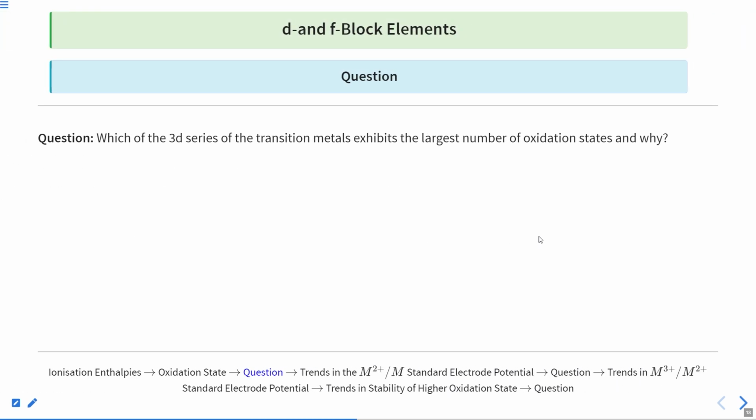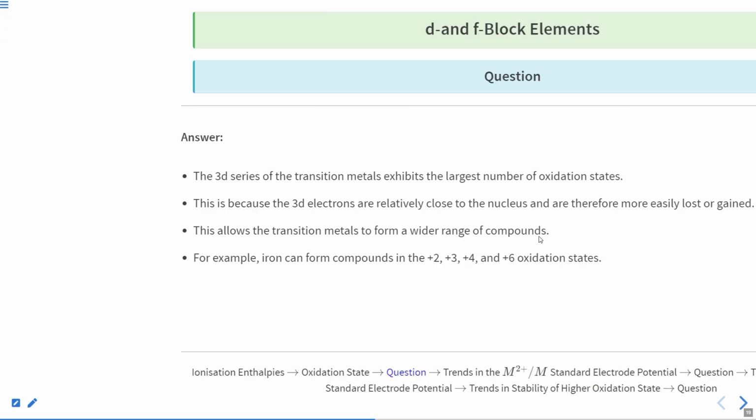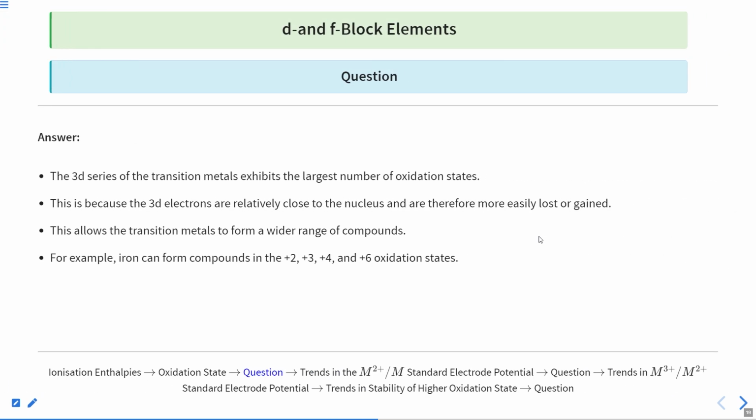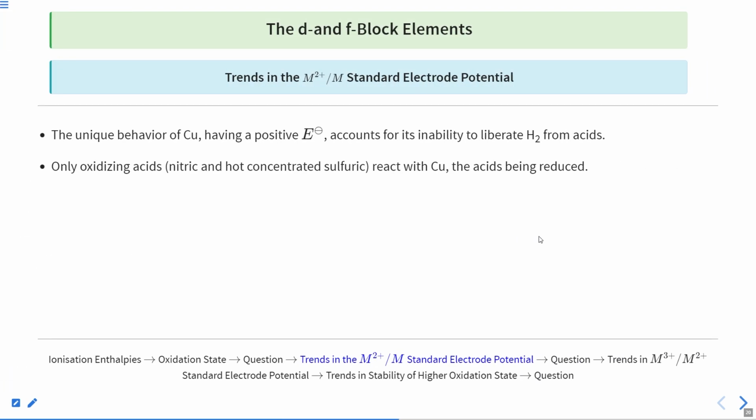Now, which of the 3d series of the transition metals exhibits the largest number of oxidation states, and why? You have seen this. The reason is that the 4s and 3d electrons are relatively close in energy and are therefore more easily lost or gained. This allows the transition metals to show a variable number of oxidation states. Now let us move to standard potential.